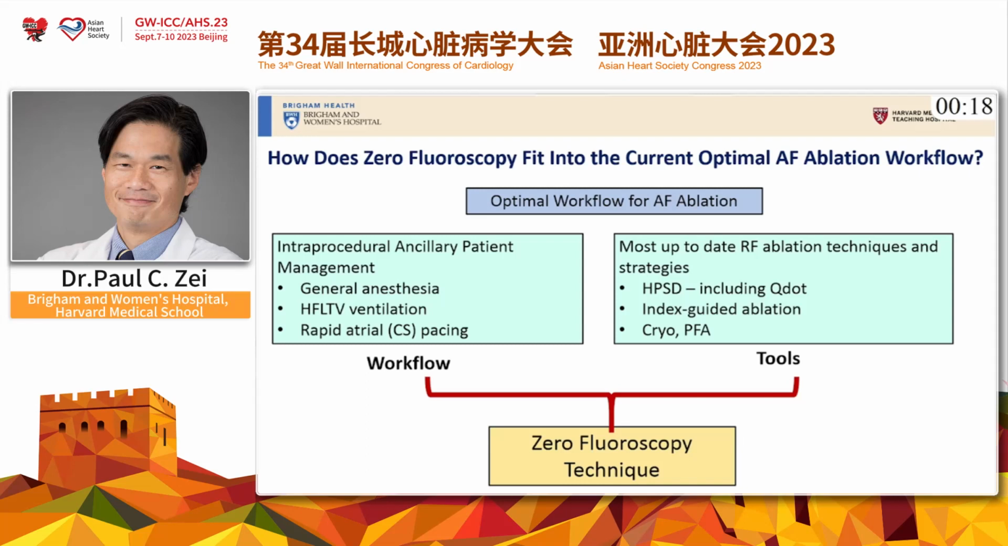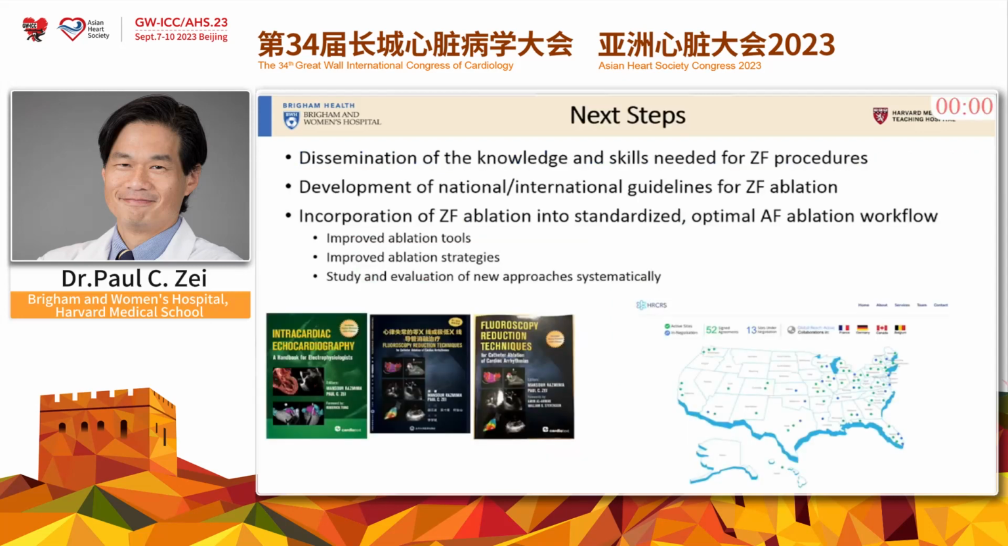So getting to the summary, how does all this fit into what I set out to talk about, which is a zero fluoroscopy ablation approach? Well, I think that's part of the approach, and as I've shown here, there are things that you can do with the workflow, including rapid pacing, high frequency, low tidal volume ventilation under general anesthetic, as well as ablation tools like high power short duration, cryo, PFA, and index guided ablation. You overlay a zero fluoroscopy or low fluoroscopy approach to optimize your workflow, and that's what we at least advocate for.